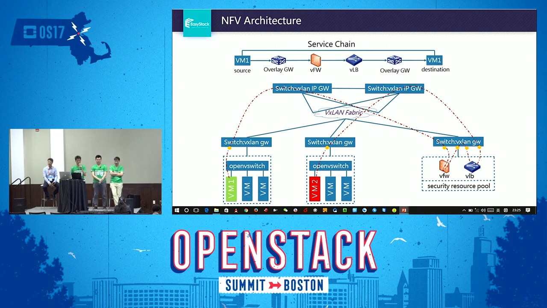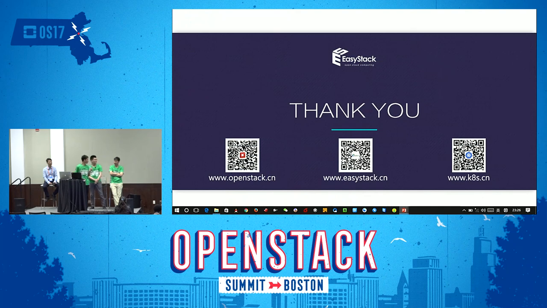As shown in the picture, this is the real data stream in the network fabric. So that's all of the contents of our sharing. Do you have any questions?